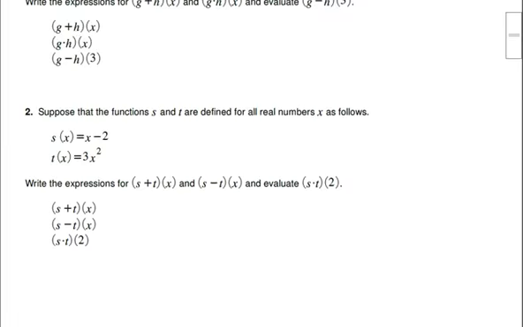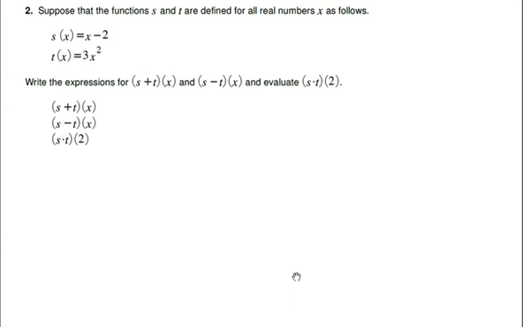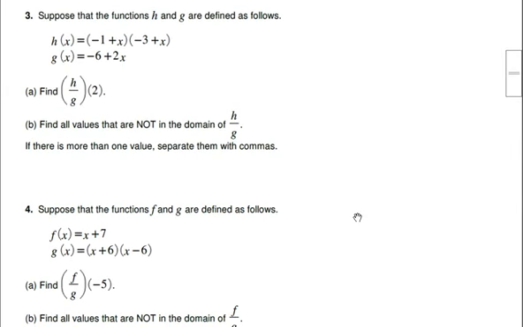Alright. We can look down here, and that problem right there is pretty similar. This one is a little bit different. Here we have two functions, h and g. They want us to find h divided by g evaluated at 2. So once again, not too difficult.